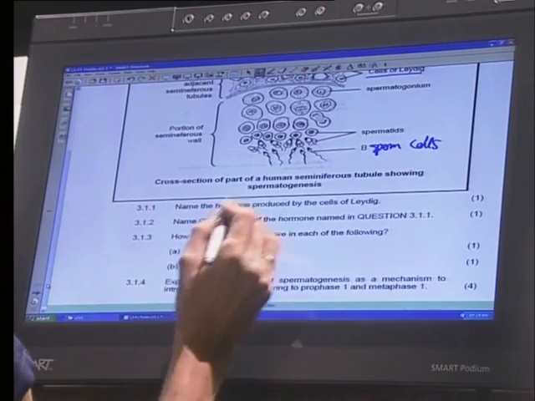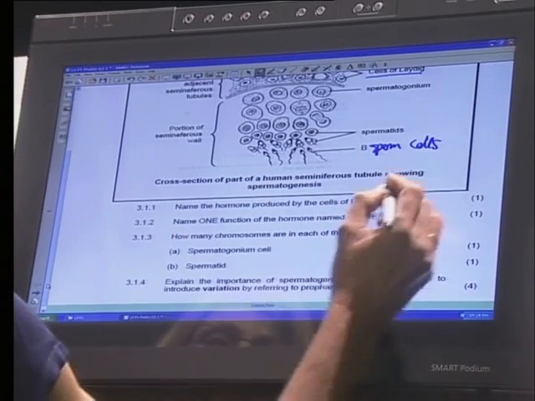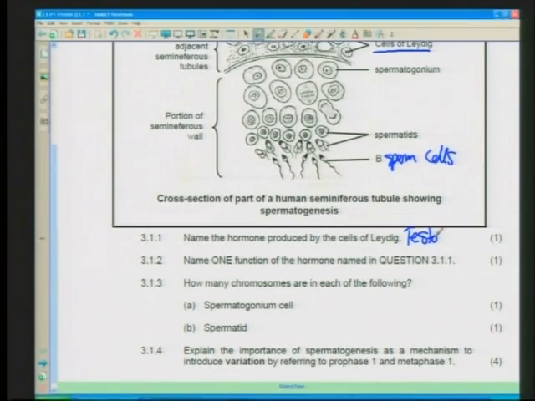Name the hormone produced by the cells of Leydig. Well, I've already told you it's testosterone. Name one function of this hormone. It's for the secondary male characteristics. Facial hair and the big muscles and hair in the pubic area and under the arms, etc. That is the voice dropping. Those are your secondary male characteristics.